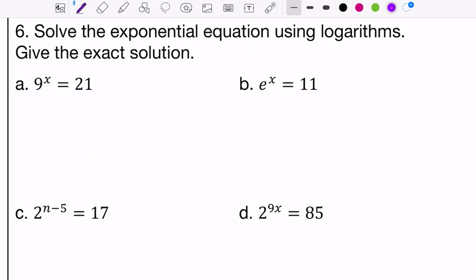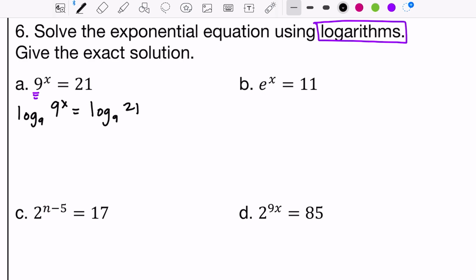Okay, this says solve the exponential equation using logarithms. So that's what we're going to do. So this right here is an exponential with base 9. So we're going to go ahead and take a log base 9 of both sides. And what that helps us do is isolate x. So log base 9 and 9 to the x are inverses of each other. So we get log base 9 of 21. And that's our answer for the non-calculator portion.